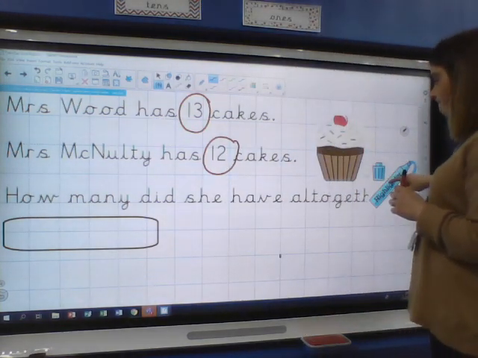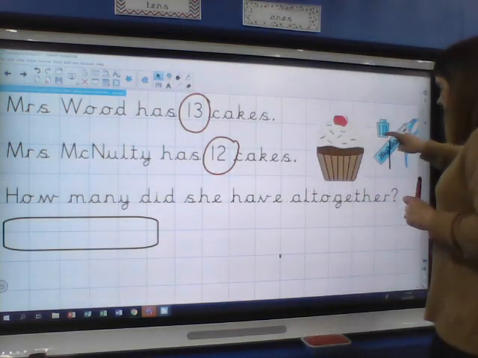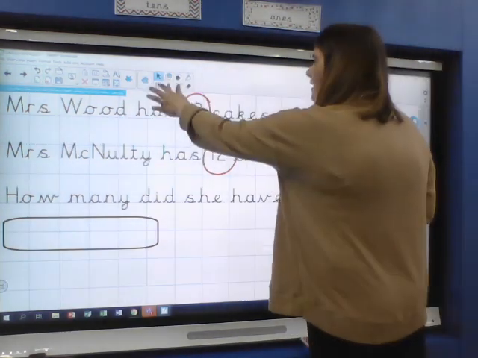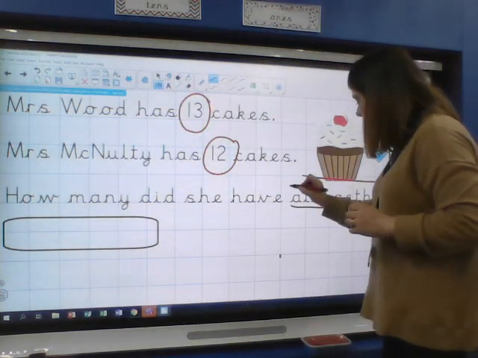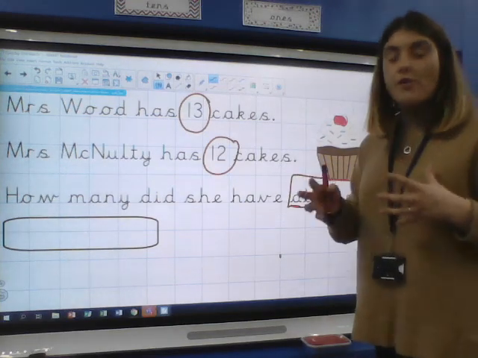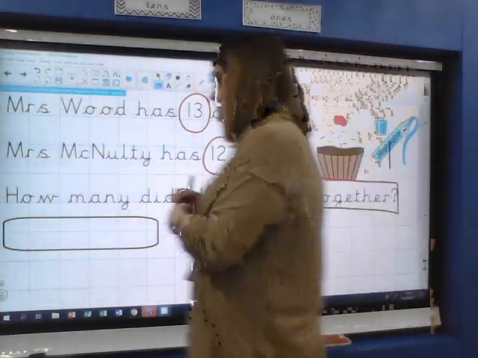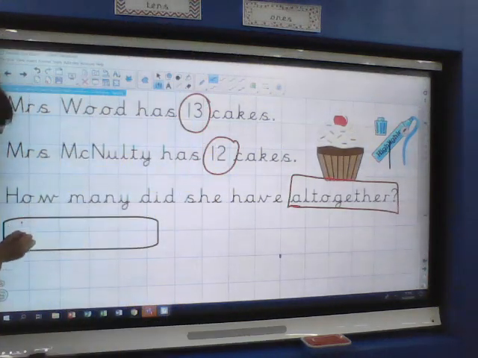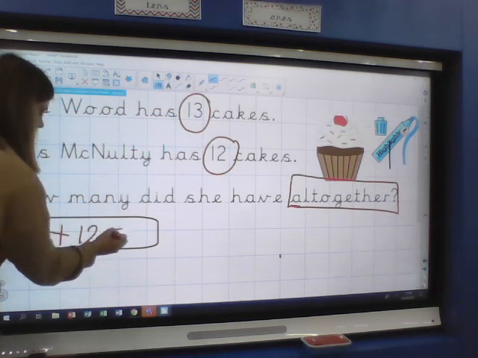So we want to know how many we both had all together. So all together is that really important word here. If we want to find out how much we've got in total all together, then we know that we're adding. So 13 add 12 is going to be my number sentence. Now I don't know about you, but I haven't got 12 fingers to count on. So we're going to have to think carefully about how we're going to solve this.